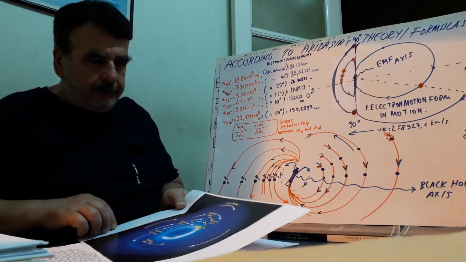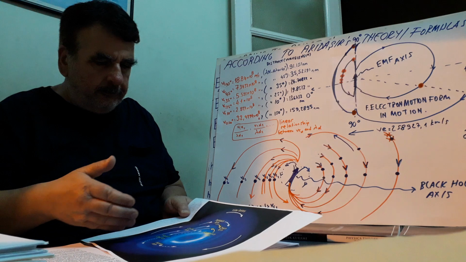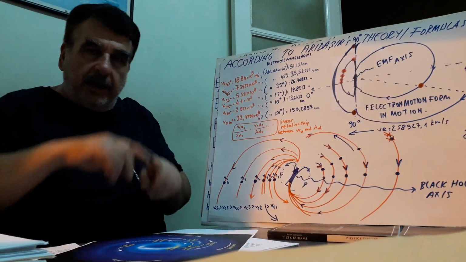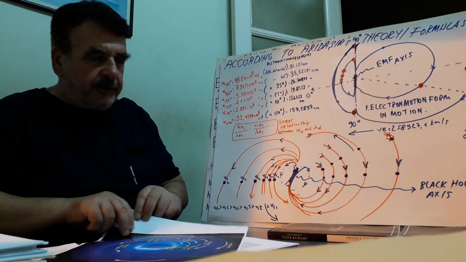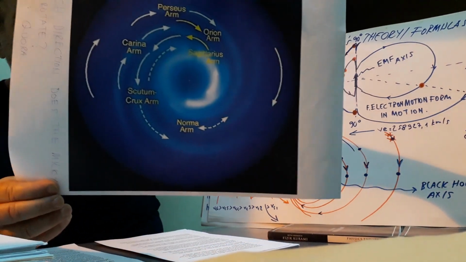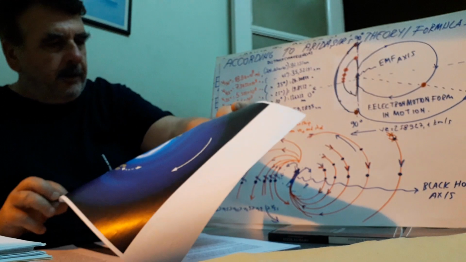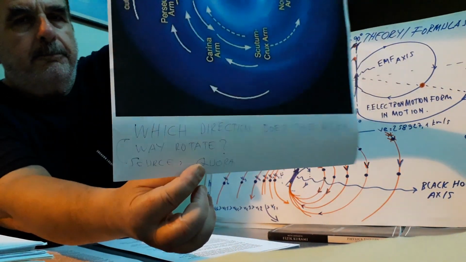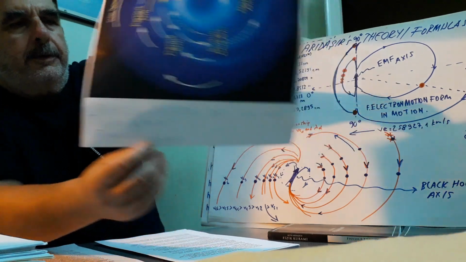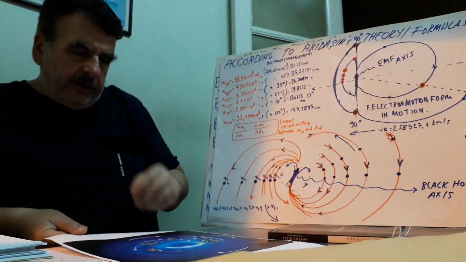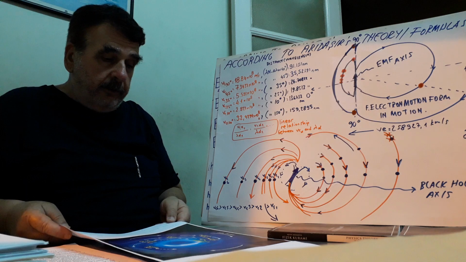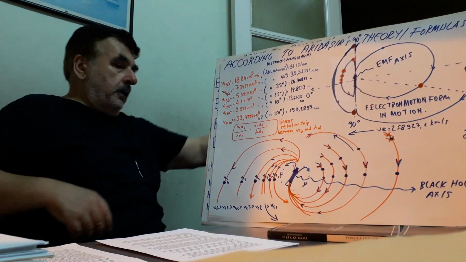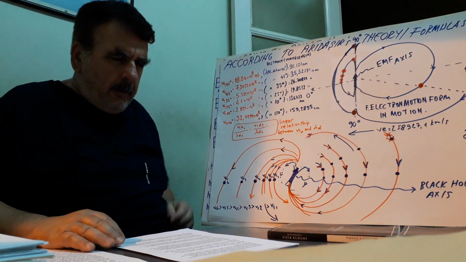Then, yes, here is another proof for spiral arms in different, opposite directions. Here. Sources below. Here, which direction does the Milky Way rotate? Source Quora.